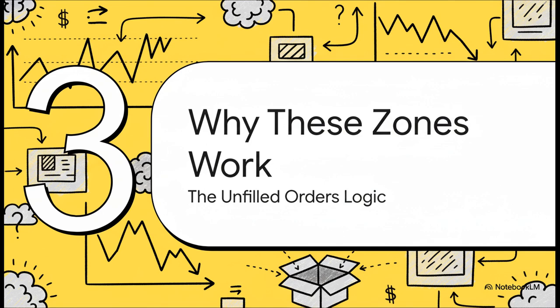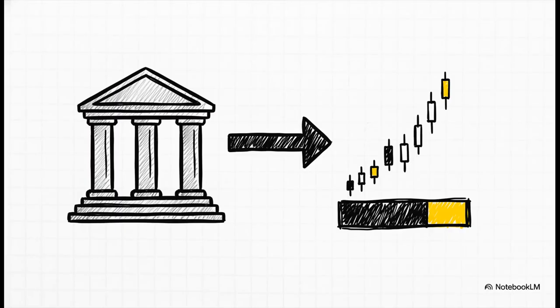Okay, so we know what to look for now. We know what a good zone looks like, but you might be wondering, why on earth do these things actually work? Well, the answer is the secret sauce to this whole strategy: unfilled orders. Here's the whole idea in a nutshell. When a huge institution wants to buy or sell a massive position, they can't just click a button and get it all filled at once. The market simply can't absorb an order that big in one go, especially not during one of those explosive moves.